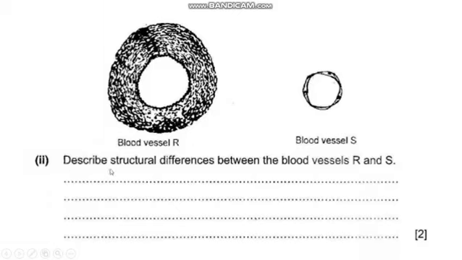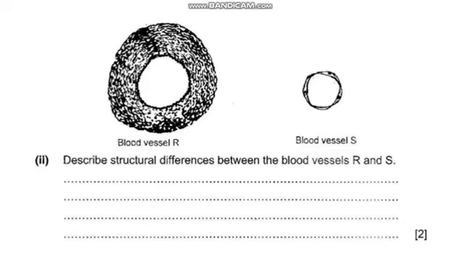Our question A2 reads, describe structural differences between blood vessel R and blood vessel S. So we know that blood vessel R is an artery, and blood vessel S is a capillary. So we need to identify the structural differences that exist between an artery and a capillary. So we can say that arteries have a large lumen, which is just the internal space, in order to allow efficient transport of blood under high pressure, whereas capillaries have a very small lumen to allow only a single red blood cell to pass through. That is one structural difference.